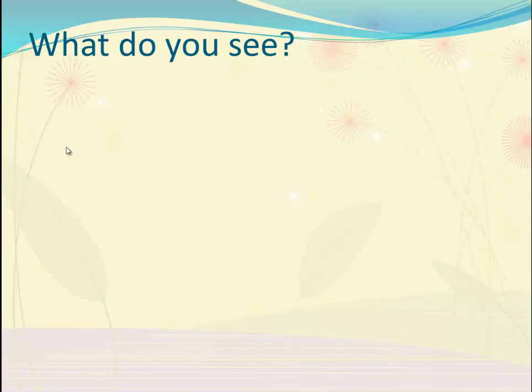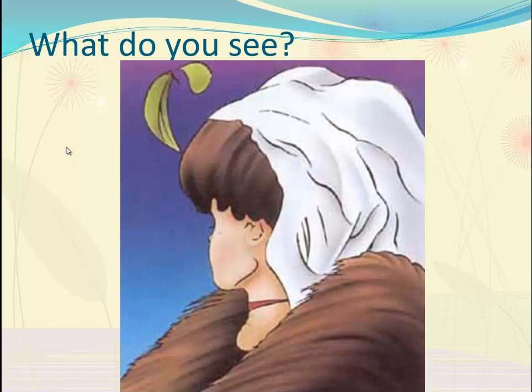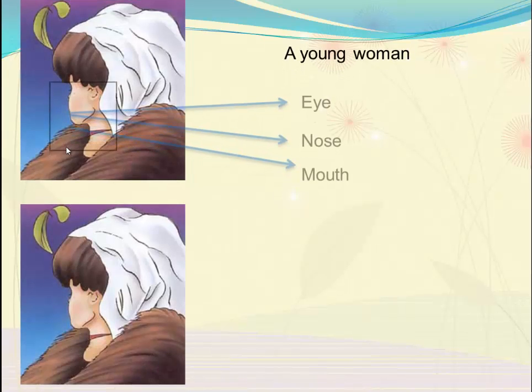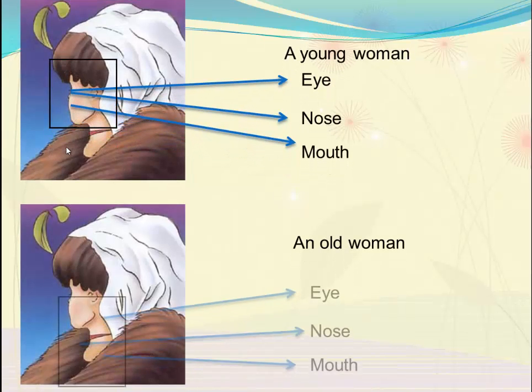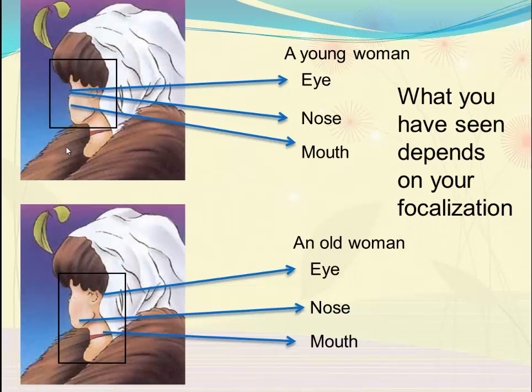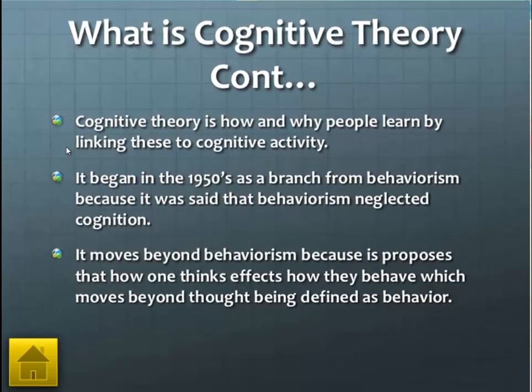Now take a look at the following photo. What do you see? Right? You can see a young woman and an old woman, right? What you see depends on your focalization. This is the main focus of the next theory, cognitive theory.